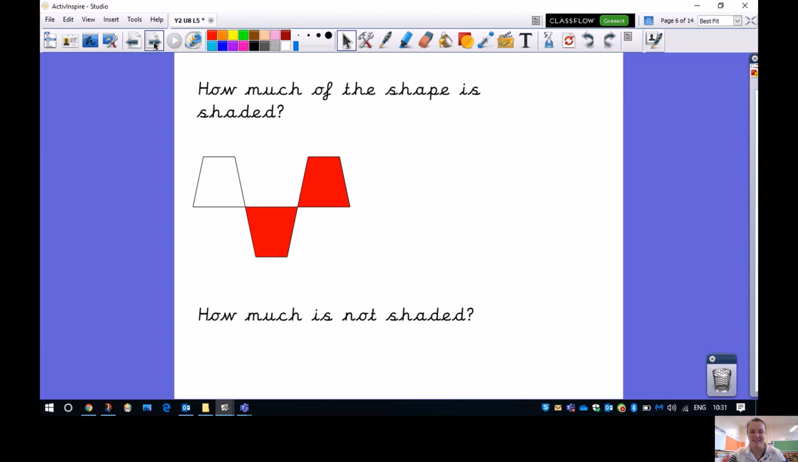This time round, our shape has 1, 2, 3. Our whole is 3. How much of the shape has been shaded? 1, 2. 2 of the 3 parts have been shaded. We call that 2/3. How much is not shaded? 1. 1 part out of 3 has not been shaded, and we call this 1/3. 2/3, 1/3.